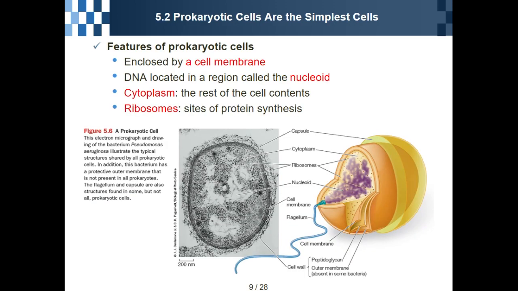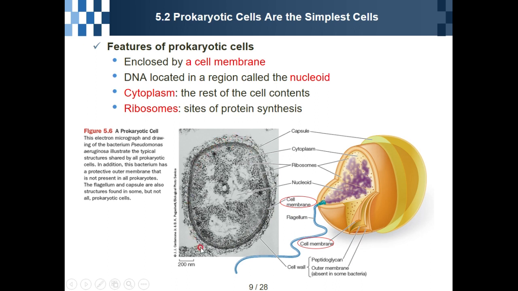Okay, now today we will cover the second subject. The first one is that prokaryotic cells are the simplest cells. So this is a picture of a prokaryotic cell. First, they are enclosed by a cell membrane, like this.